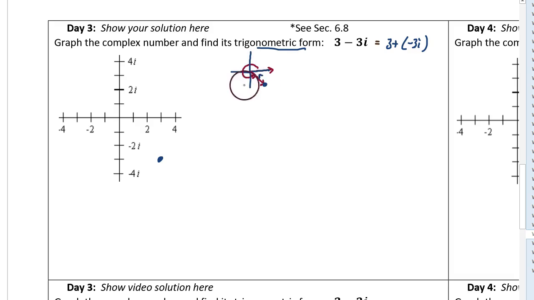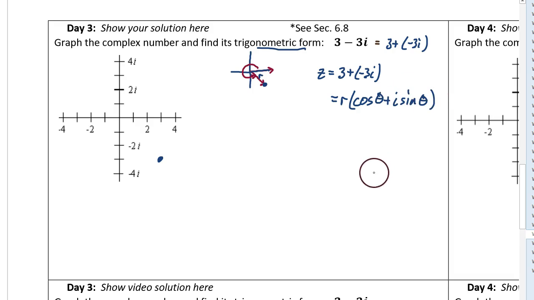So we're going to use these ideas from trigonometry to work with the complex number plane. If our complex number is z equals 3 plus negative 3i, then the related trigonometric form to write the complex number is r times the cosine of theta plus i times the sine of theta. We need to find the value of r, and we need to find the value of theta.